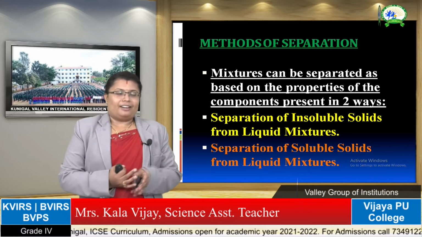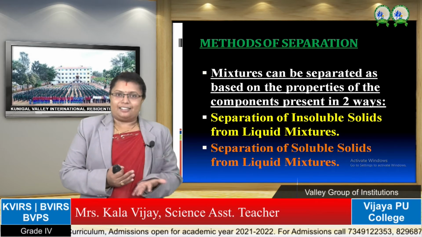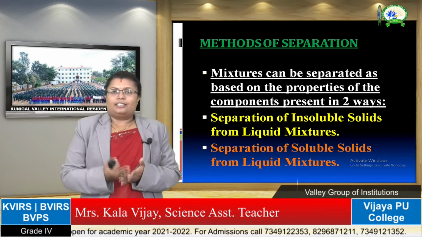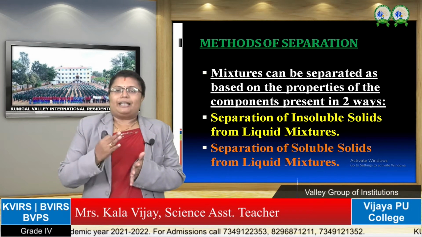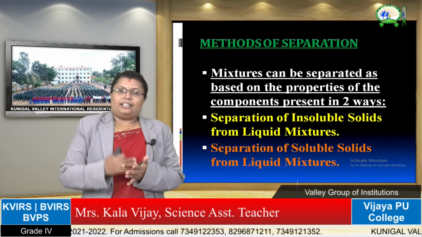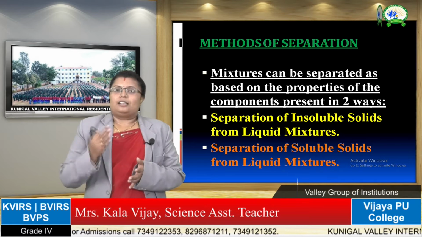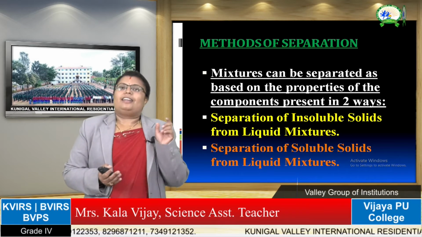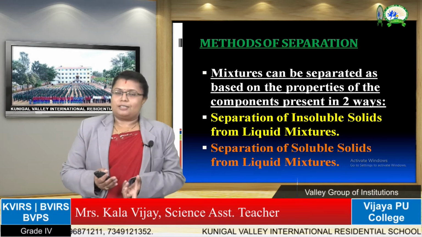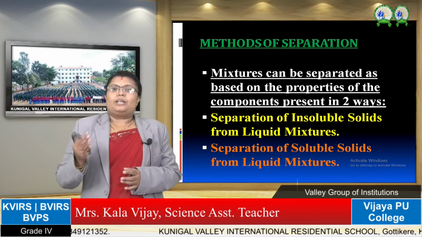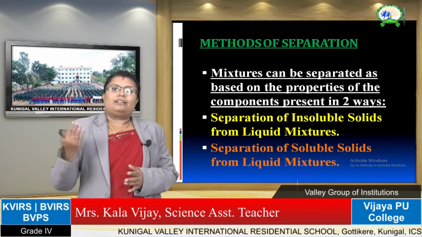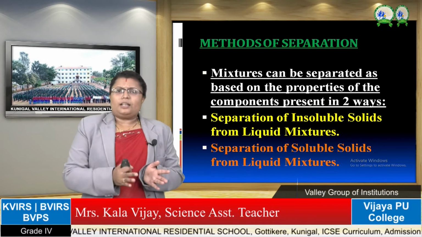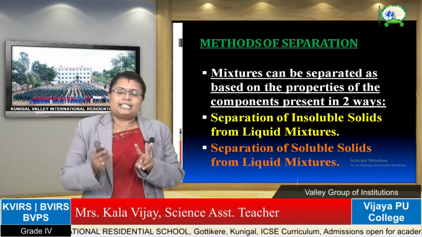So if you remember, in the last class we started a new chapter, materials and solutions, and you all learnt about the different states of matter, how they are arranged, and how we get a solution based upon solute and solvent. You learned in detail about what is solute and what is solvent, and which is known as the universal solvent, and for which reason it is called the universal solvent.